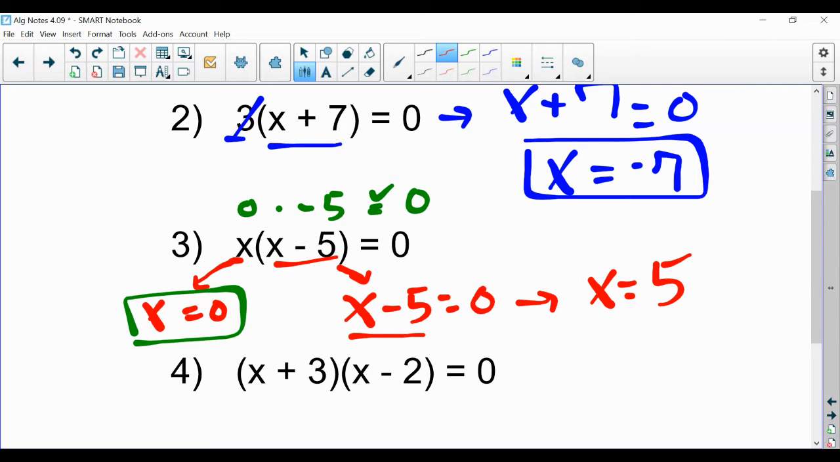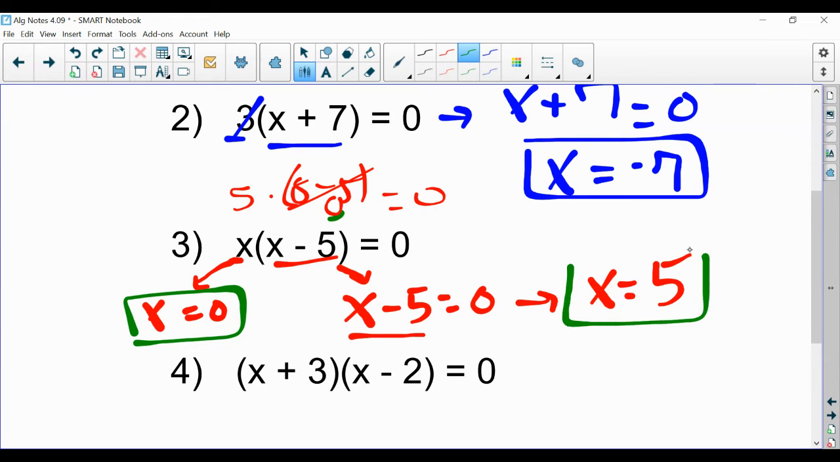And if x is 5, I would see that 5 times 5 minus 5, which is 0. 5 times 0, yep, that's 0. So that works too. So I have two solutions to this equation. Either x is 0 or x is 5.